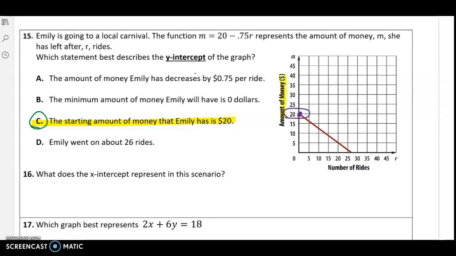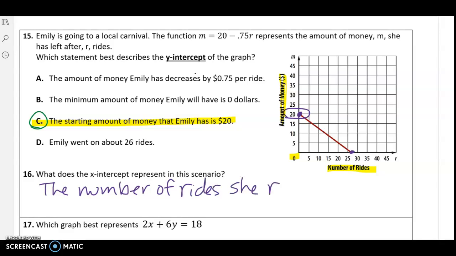Now, what does the x-intercept represent? Let's go down here to the bottom. I don't know exactly what number that is. It's somewhere between 25 and 30, but I do know that she has $0 at that point. Okay, so the x represents the number of rides she rode before running out of money.